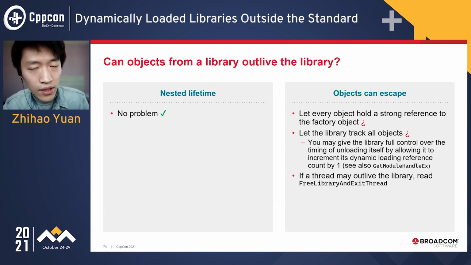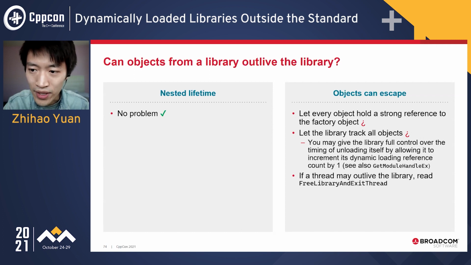Okay. And the problem of unloading can go on and on. For example, if a thread may outlive the library, you may need to add another API called view library and access thread. So in the end, you'll find yourself implementing a full-blown GC. Functions now have lifetime.